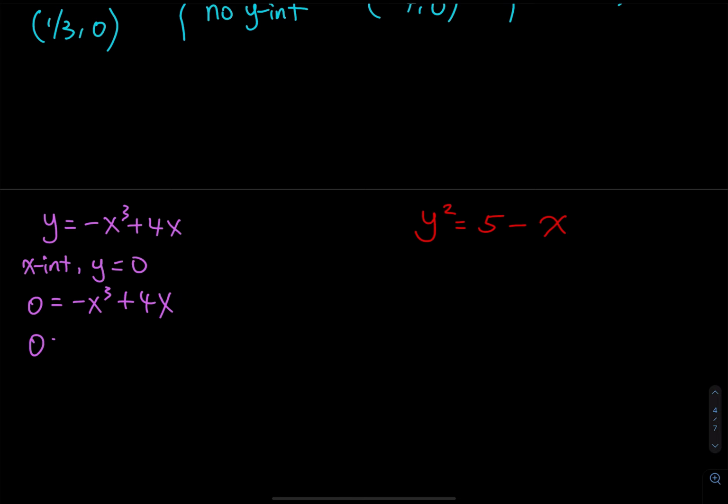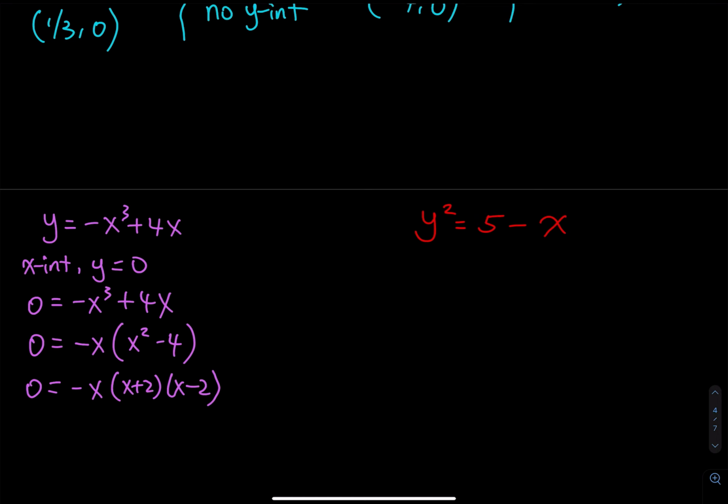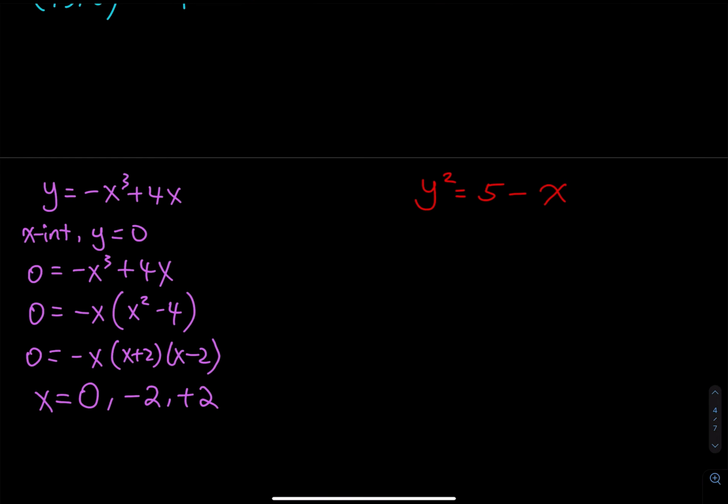First of all, I will factor a negative and an x out. So I have x squared minus 4, right? And then 0 equals negative x, times (x plus 2), times (x minus 2). Using the zero product property, I have x equals 0, -2, and positive 2. So we have (0, 0), (-2, 0), and (2, 0).